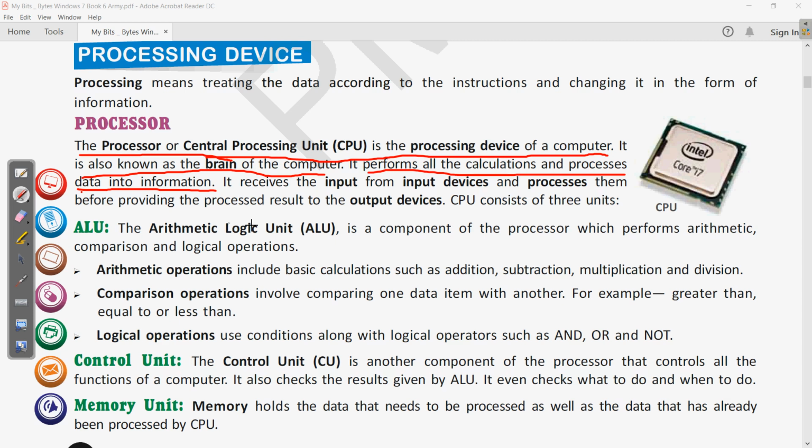Then you have to also write the three units, at least write the names. The CPU consists of three units, that is ALU, write the full form of this, that is arithmetic logic unit. Then control unit, that is CU. Clear? And the third unit of the CPU is memory unit. So at least write the names. Clear? So this way we have covered the question, what is CPU, and in the definition of the CPU we will also write the three units, that is ALU, CU and memory unit. I hope this is clear.